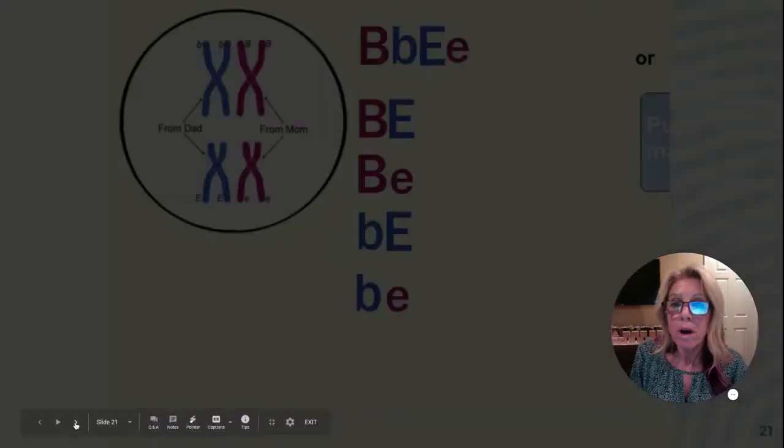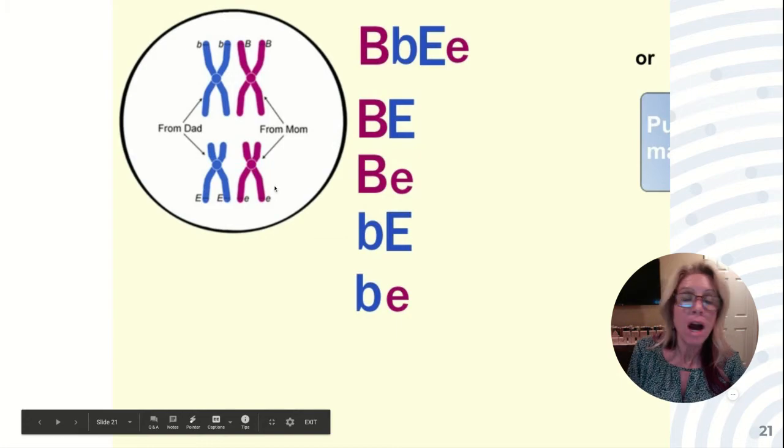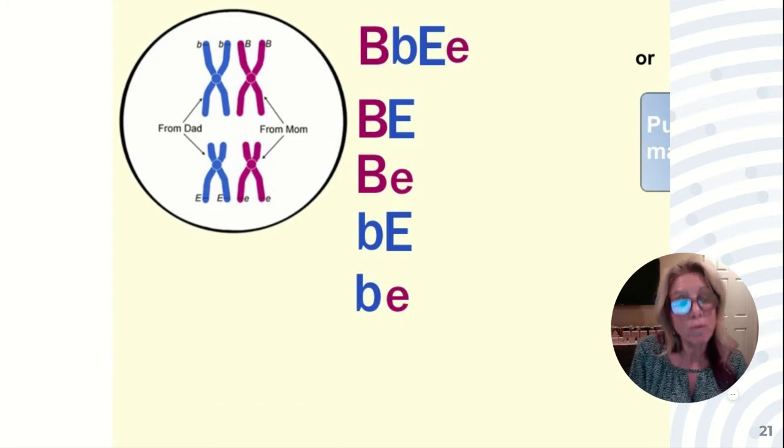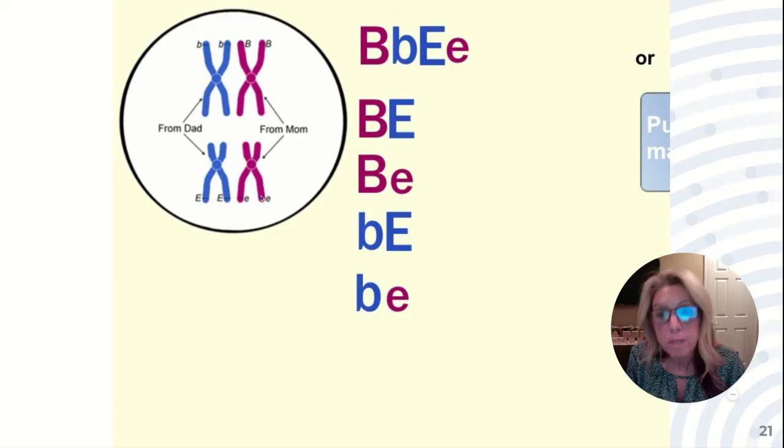So when you analyze that, what I would recommend is you could use FOIL. Do you remember FOIL from math? First, outside, inside, last. So I just put right here the B's, right? This individual has a big B and a little b, and usually you always write the dominant letter first, right? So they have a big B, little b. They also, for this pair of alleles, are a hybrid, big E, little e.